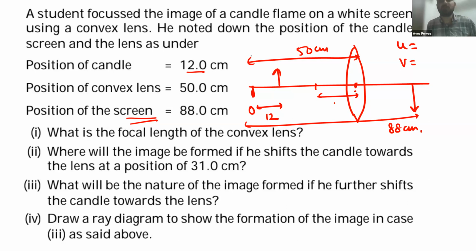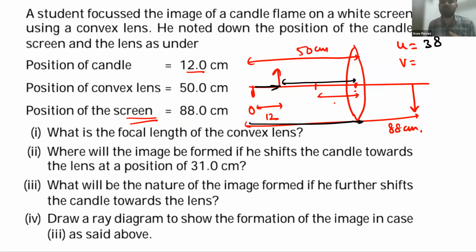Hello. Yes, sir. Okay, so we always need to measure the distance from the lens. From here to here is 50, and from here to here is 12, so this distance will be 38, because 38 plus 12 will give 50.